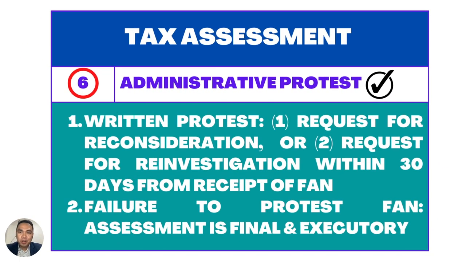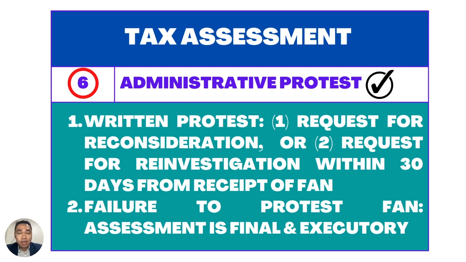What should the taxpayer do if he receives a final assessment notice but wants to file an administrative protest? In the words of the Supreme Court, a disputed assessment is one wherein the taxpayer files an administrative protest against the formal letter of demand and assessment notice within 30 days from date of receipt thereof. The FAN may be protested administratively within 30 days by filing a written request for reconsideration or reinvestigation.